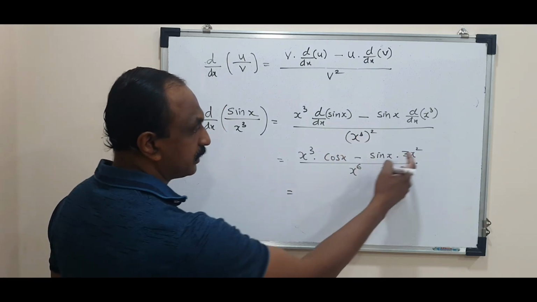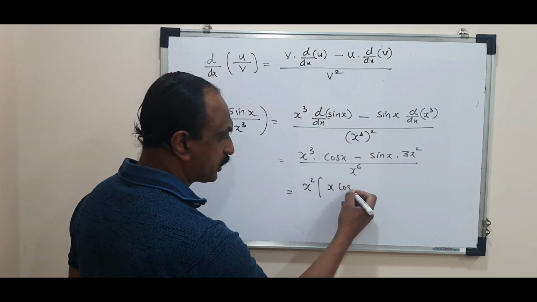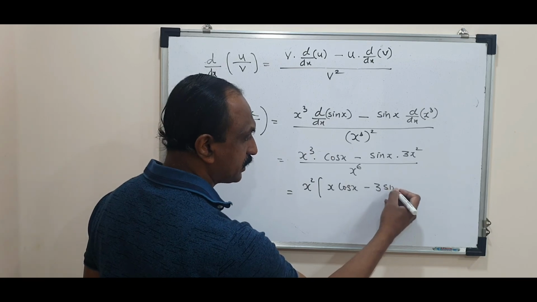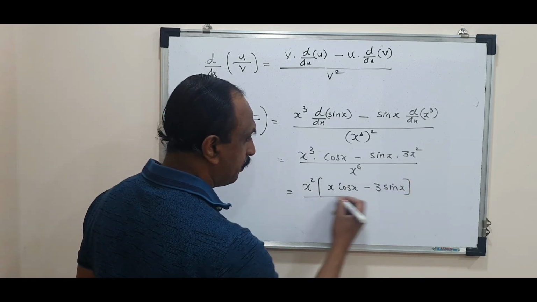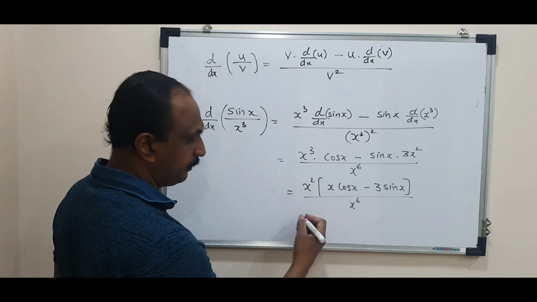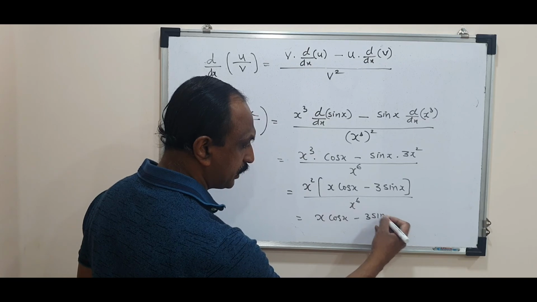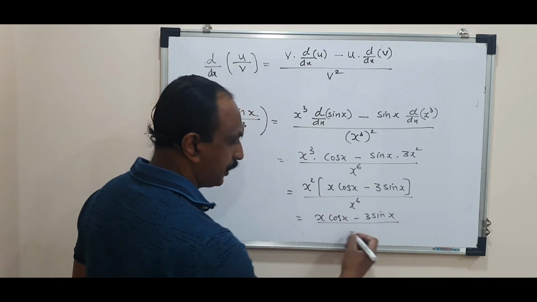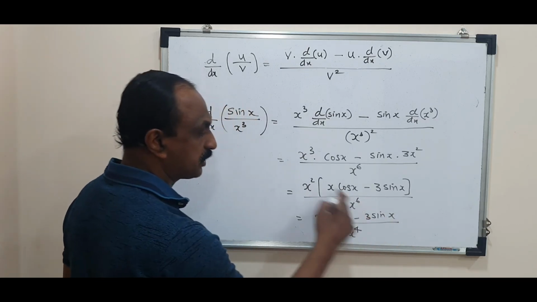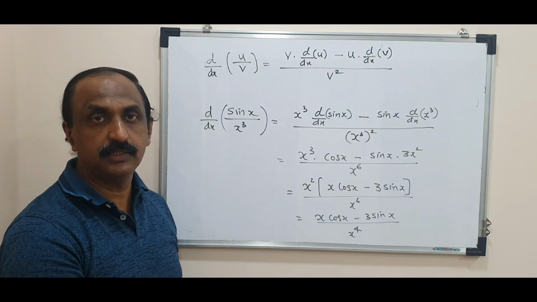Now what is common here? x square is common. If you take x square common, x cos x minus 3 sin x divided by x to the power 6. Now you can subtract the power. So the final answer: x cos x minus 3 sin x divided by x to the power 4. 6 minus 2, 4. This is how you can apply the division rule.